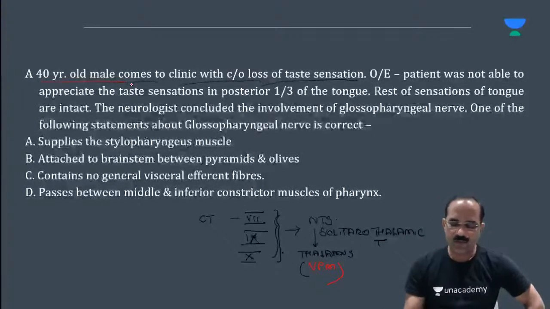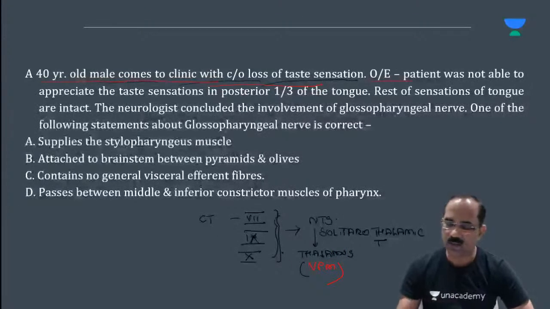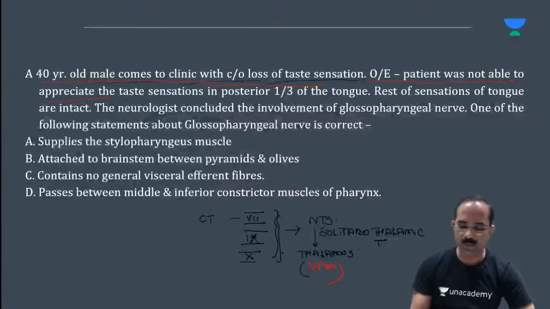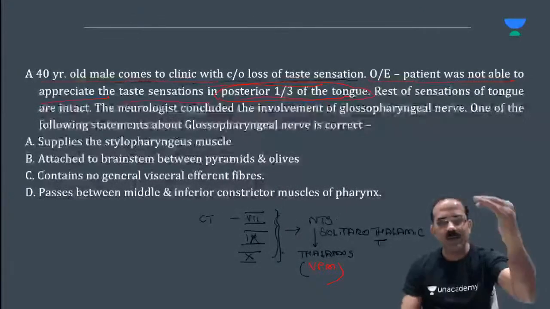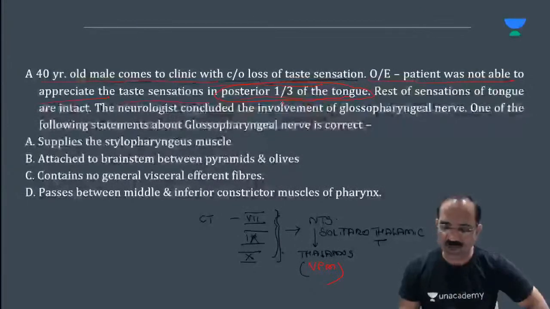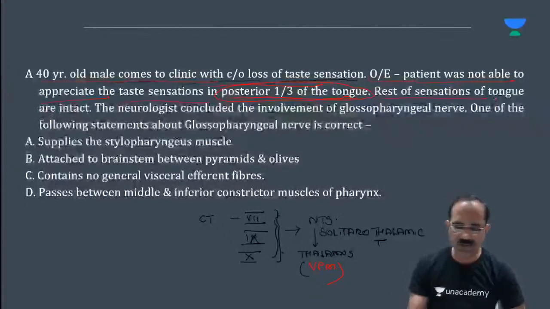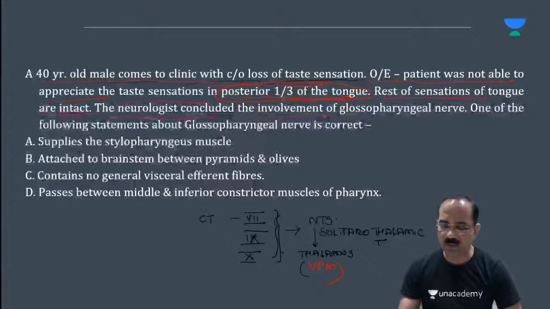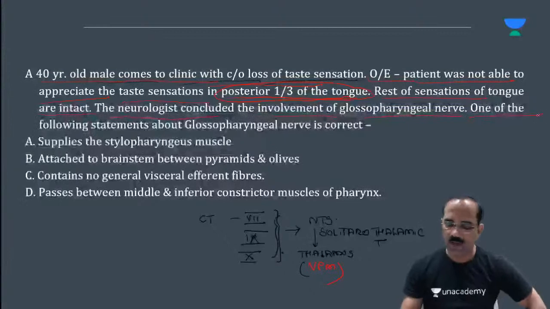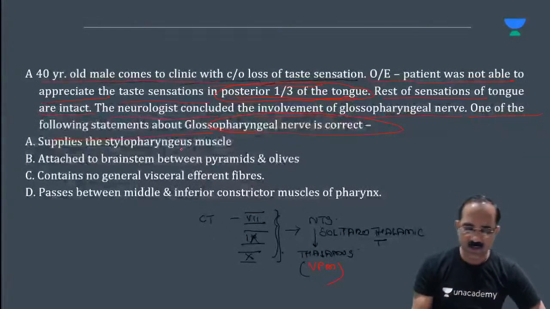A 40-year-old male comes to the clinic with complaints of loss of taste sensation. On examination, the patient was not able to appreciate the taste sensations in the posterior 1/3 of the tongue. Now we know this is the glossopharyngeal nerve. Rest sensations of the tongue are intact. The neurologist concluded involvement of the glossopharyngeal nerve. One of the following statements about the glossopharyngeal nerve is correct. Answer this now: supplies the stylopharyngeus muscle.